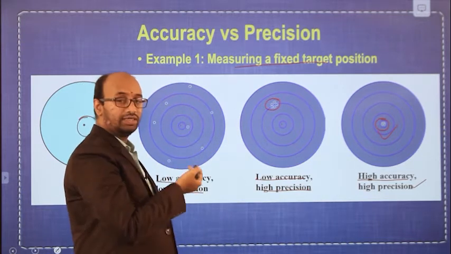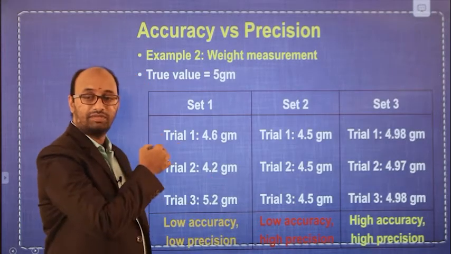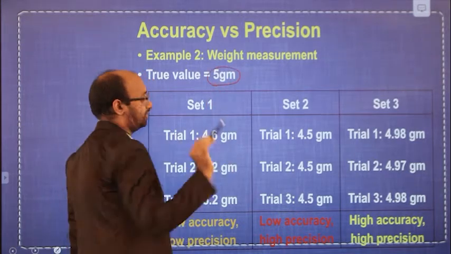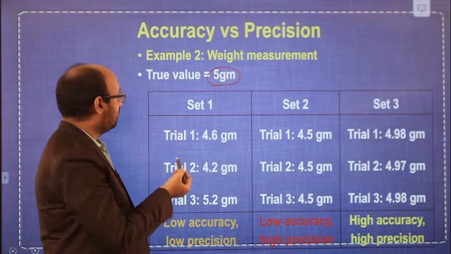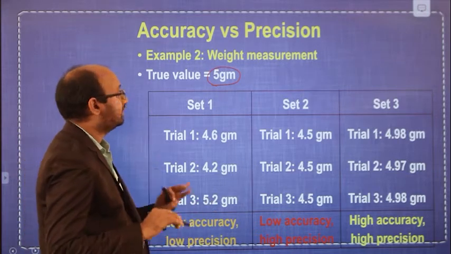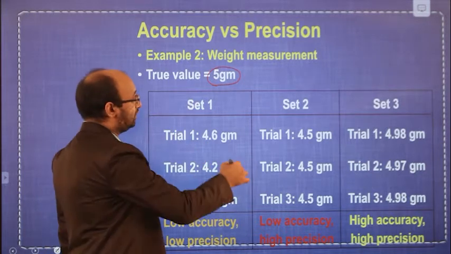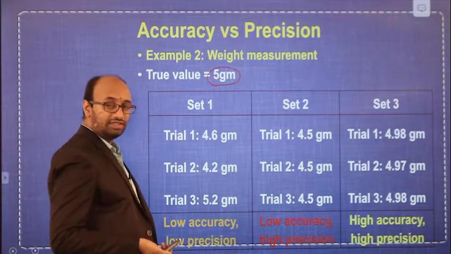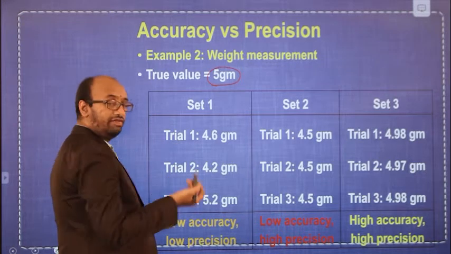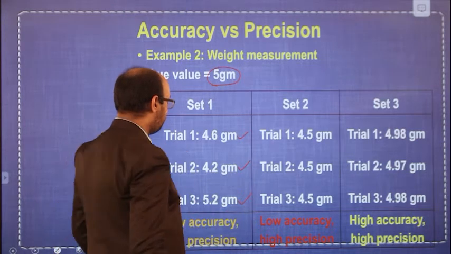So let us understand accuracy and precision with one more example. In this case, our aim is to measure the weight of an object, and the true value is given as 5 grams. During different trials we have observed the weights of an object whose true value is known to us, and these measurements are categorized into 3 different sets. In every set there are 3 trials. In the first set, the weight is measured as 4.6 grams, 4.2 grams and 5.2 grams.